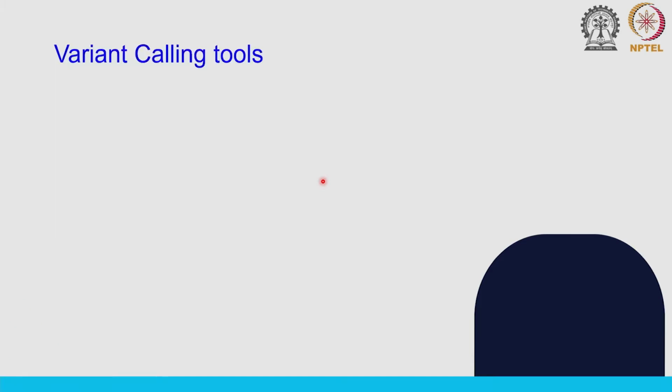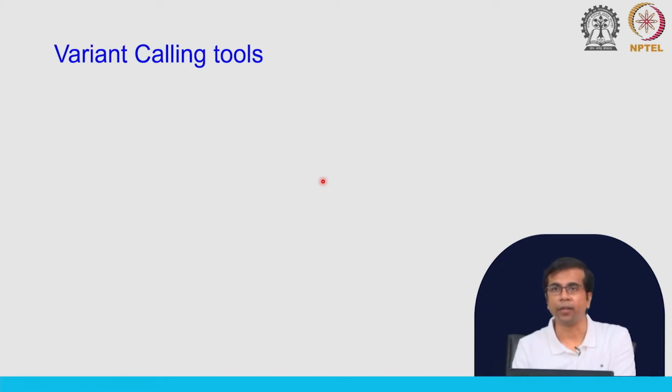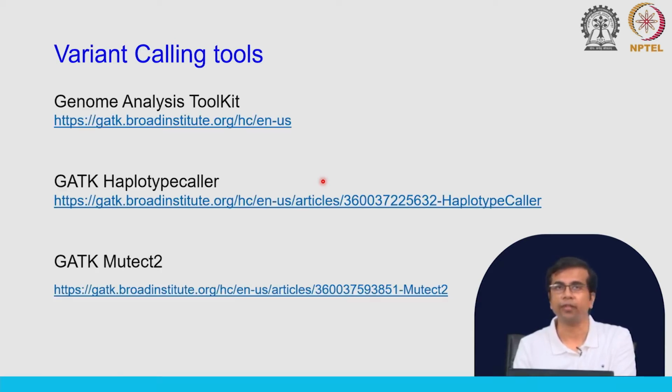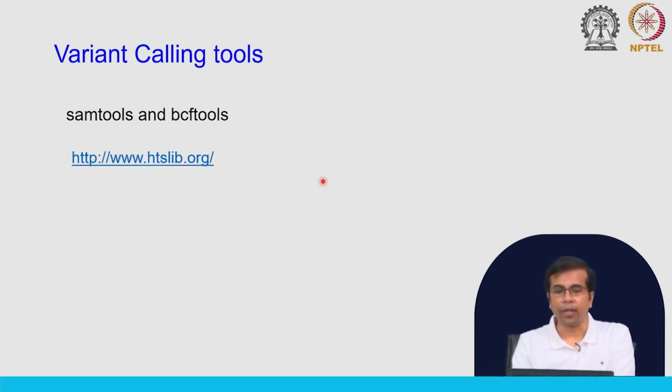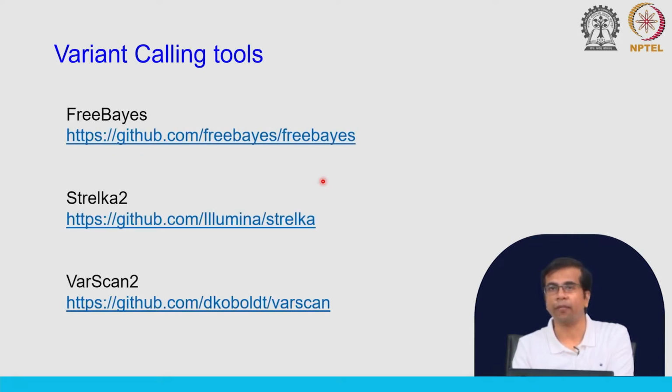There are different variant calling tools, and I will list some of them here. The first one is the Genome Analysis Toolkit. This is a very popular toolkit and there are multiple options there. For example, you can have GATK HaplotypeCaller or GATK Mutect2, and they are built for different purposes, although they have some overlaps. We also have SAMtools and BCFtools that are widely used for variant calling, and then you have FreeBayes, Strelka as well as VarScan2.